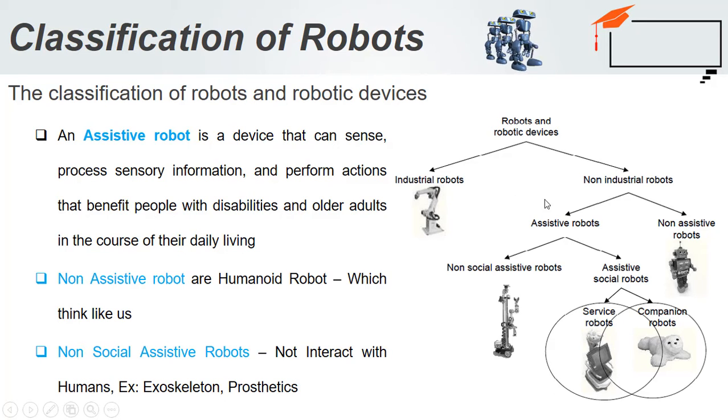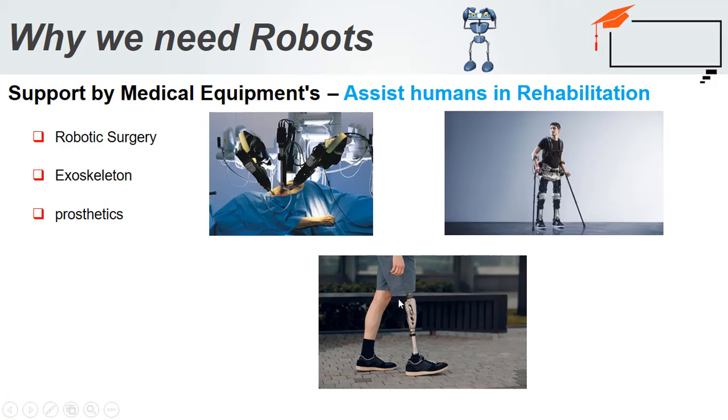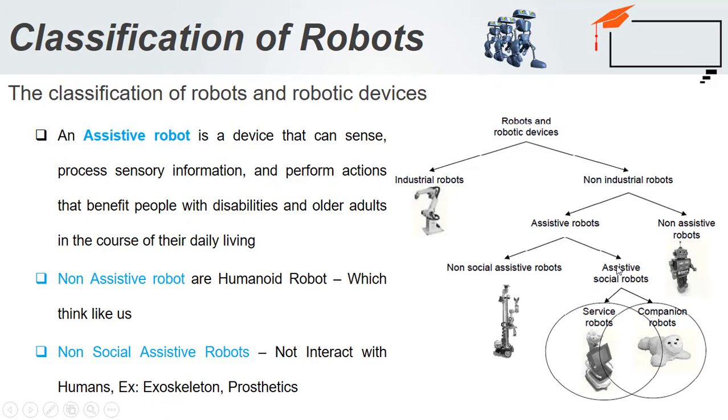Okay, so what are assistive robots? An assistive robot is a device that can sense and process sensory information. So what is the sensory information? It analyzes the environment with the help of a camera and motion sensors, what is in and around the robot. Based on that sensor information, it makes a decision on how to act, to move from one place to another place. That action should benefit people with disabilities or older adults in the course of their daily living. So you see in the previous slide, this is the robotic leg and this is the exoskeleton arrangement which helps the disabled person to move in the regular routine of their life.